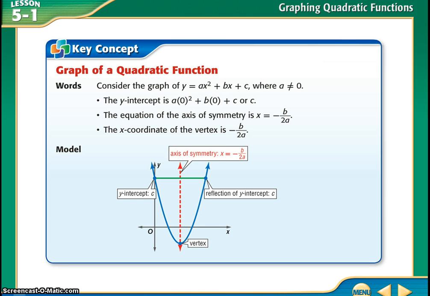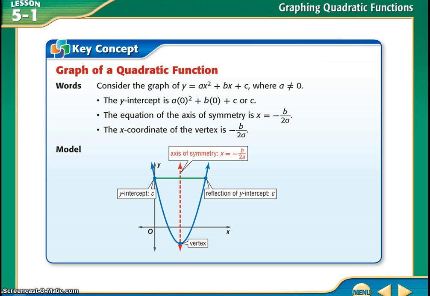To graph a quadratic function, we have to make sure it's in standard form. So we have y equals ax squared plus bx plus c. That's our standard form of a quadratic function. Once we have it in standard form, we can find three important pieces that are going to help us graph this function.